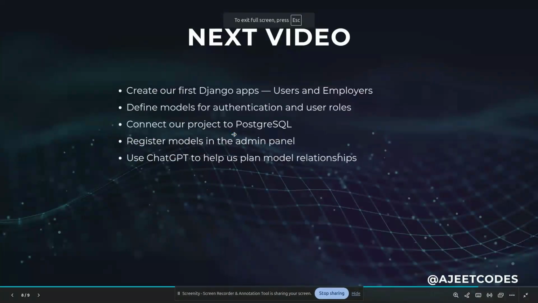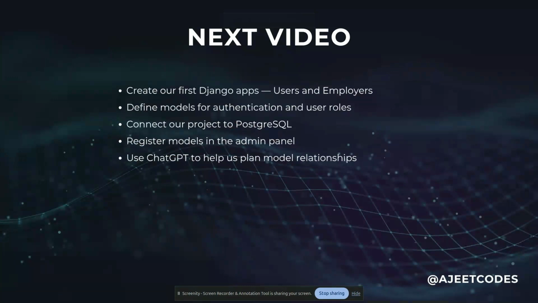In the next video, we will create our first Django apps, that is users and employers. We will define models for authentication and user roles. We will also connect our project to PostgreSQL, and we will register models in the admin panel. We will also use ChatGPT to help us plan model relationships.